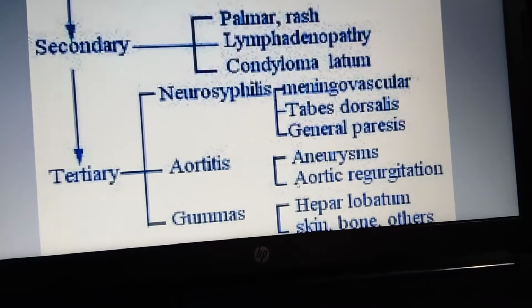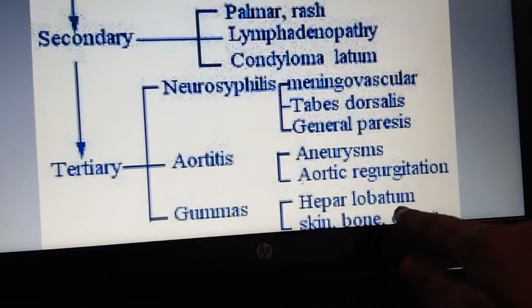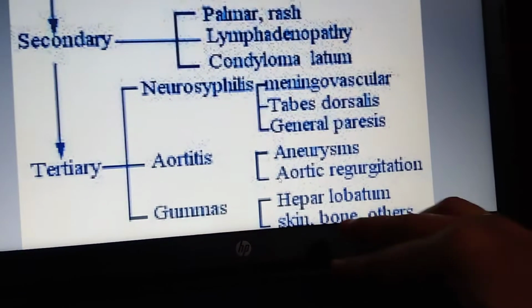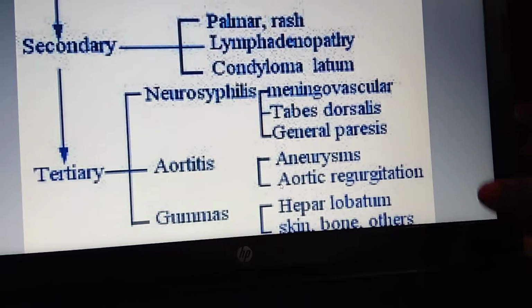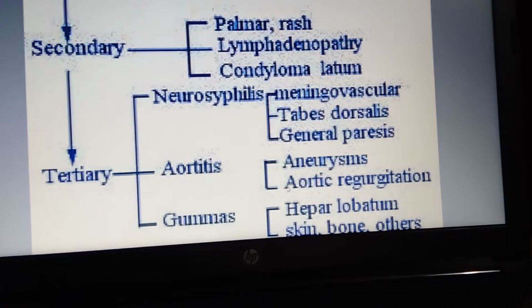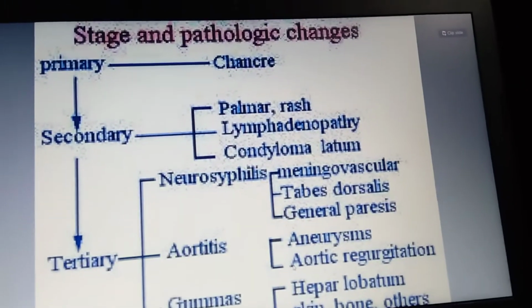The gumma is a mass formation. Hepatic involvement means hepatomegaly is going to be there, and the skin, bone and other tissue areas are going to be damaged. So those are the signs and symptoms and stages of pathogenic changes.